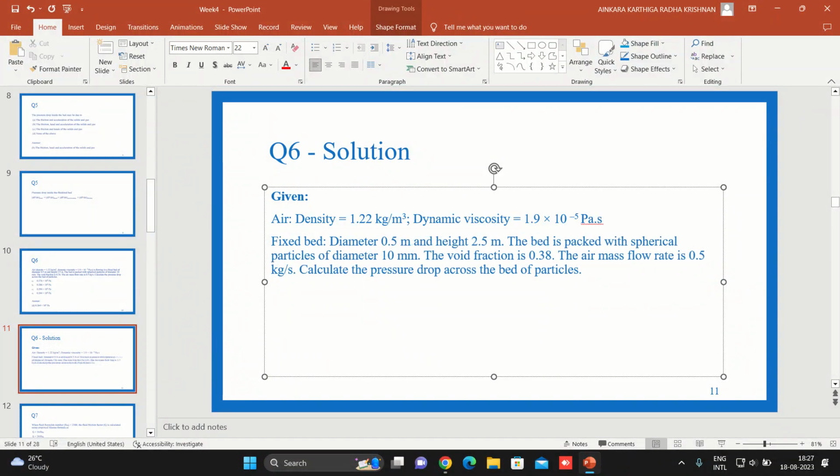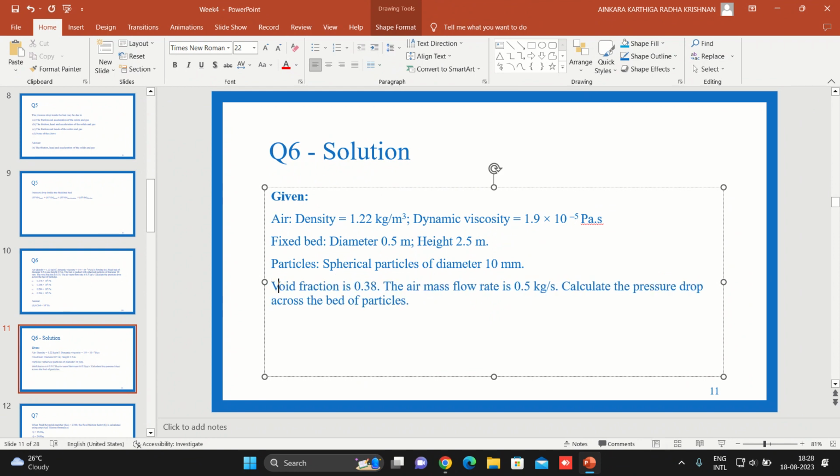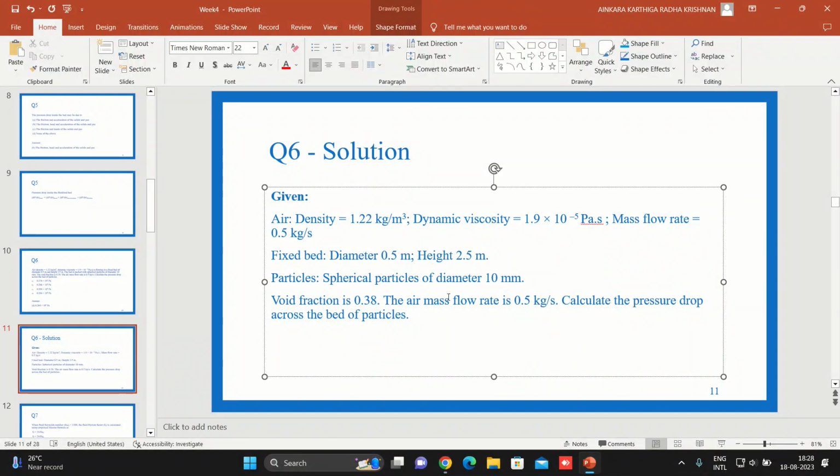So again, a fixed bed, diameter and height is given. The bed is packed with spherical particles of diameter 10 mm, and the void fraction is given as 0.38. Air mass flow rate is 0.5 kg per second. Calculate the pressure drop across the bed of particles.